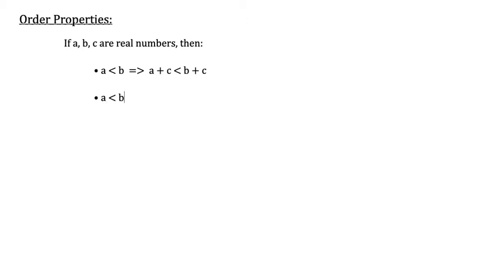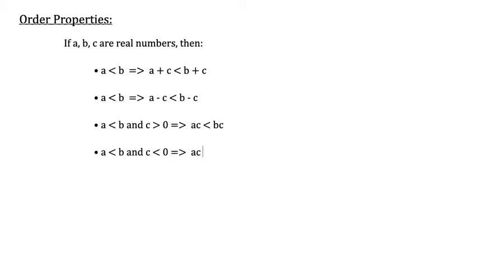Order properties. For example, if a, b, c are real numbers, then when a is less than b, this implies that a plus c is going to be less than b plus c. If a is less than b, this implies that a minus c is less than b minus c. If a is less than b and c is greater than 0, then this would imply that a times c is less than b times c. If a is less than b and c is less than 0, then this would imply that a times c is greater than b times c, as negative a is going to be greater than negative b.